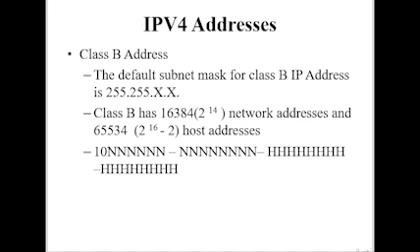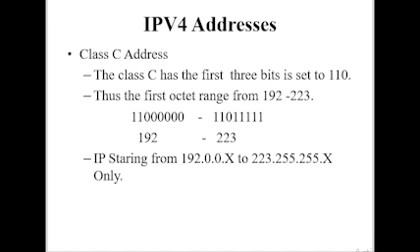Class B address has a default subnet mask of 255.255.x.x. Class B has 16,384 networks (2 to the power 14) and 65,534 host addresses. So in Class B, we have two octets for the network address and two octets for the host address. Now Class C: the first three bits are set to 110.